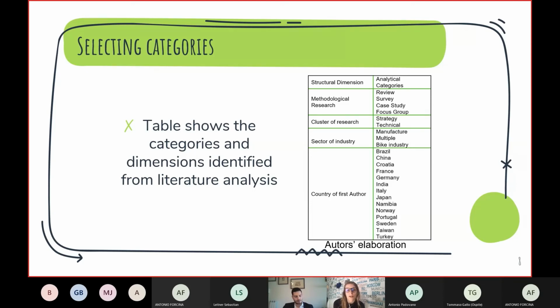The categories of cluster of research are strategy or technical. The categories of sector of industry are manufacture and multiple industry. And the categories of the country of the first author are Brazil, China, Croatia, India, Italy, Japan, Namibia, Norway, Turkey. Next, please.